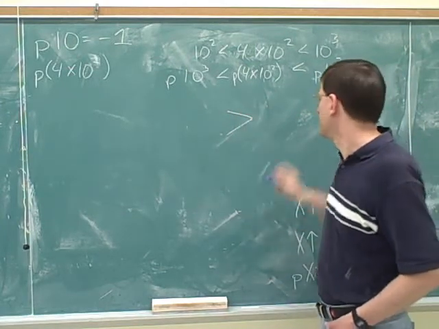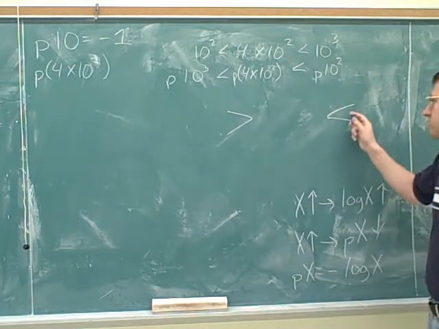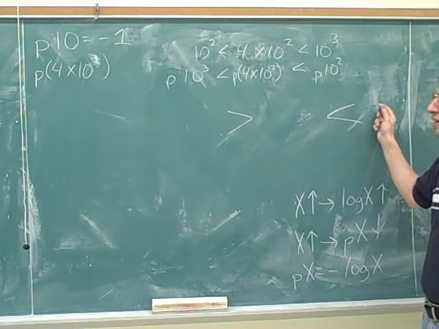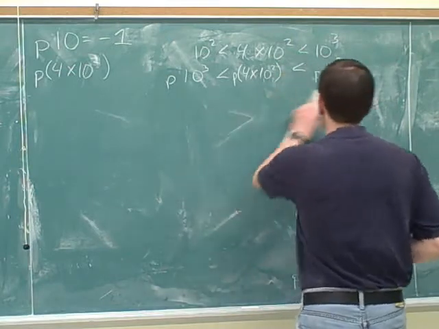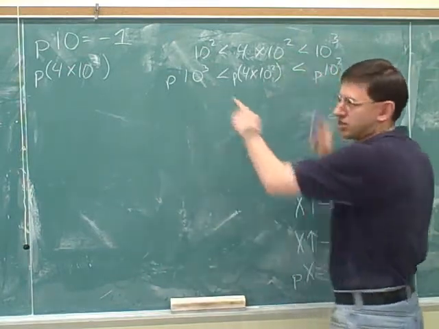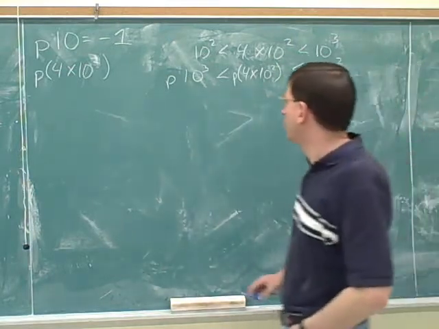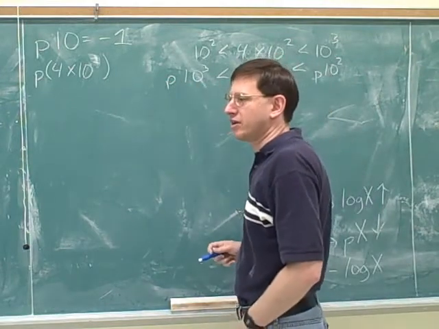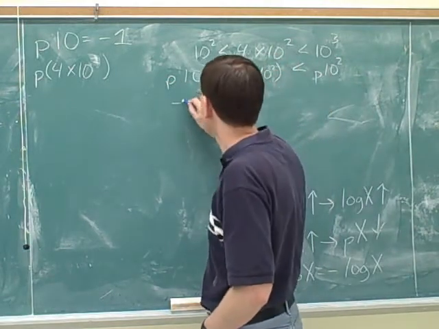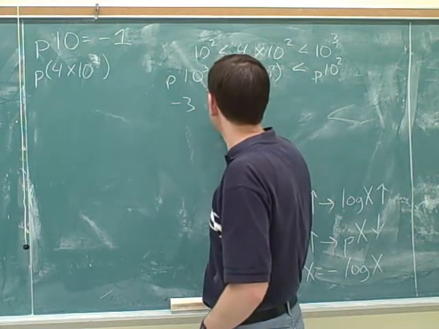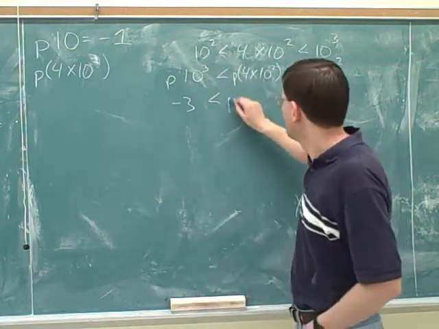On a number line, it always works like this, with the smaller numbers on the left and the bigger numbers on the right. So we'll flip the inequality just by flipping the positions of the numbers. Okay, now what is p of 10 to the third power? Negative 3. Yeah. Not positive 3, but negative 3, because it's a negative log.